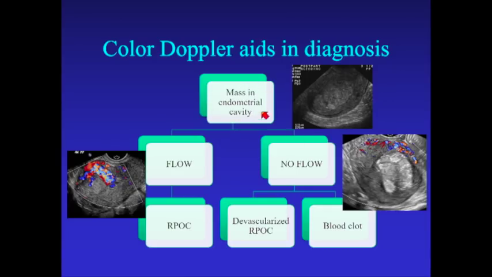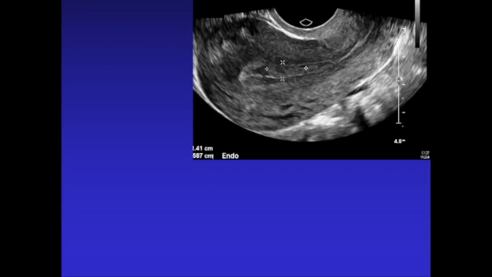So we look for a mass in the endometrial cavity. If there's flow, we know it's retained products. If there's no flow, then it could be devascularized retained products or blood clot. But when you see something that looks like placenta, it has placental type calcifications, you can say that it's retained products. What about when there's something small like this?